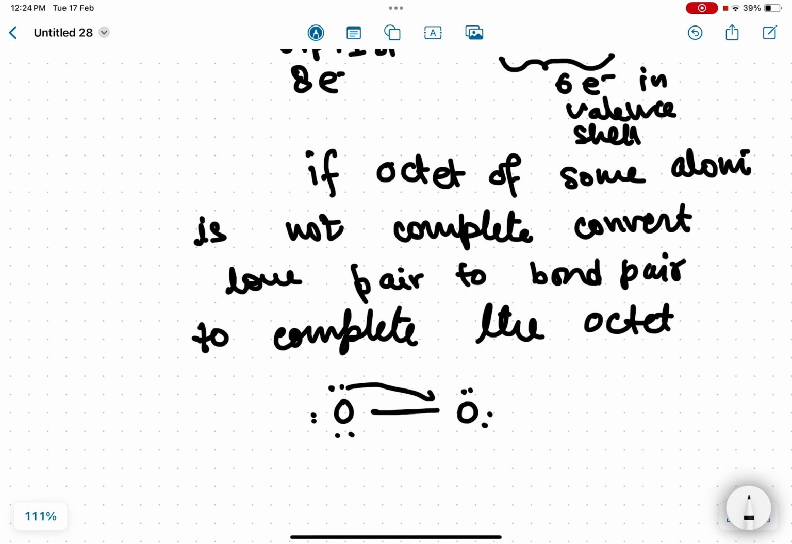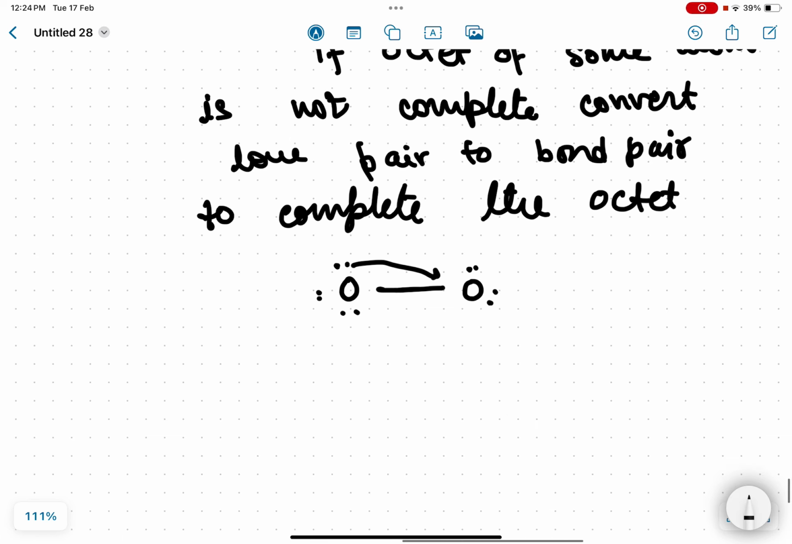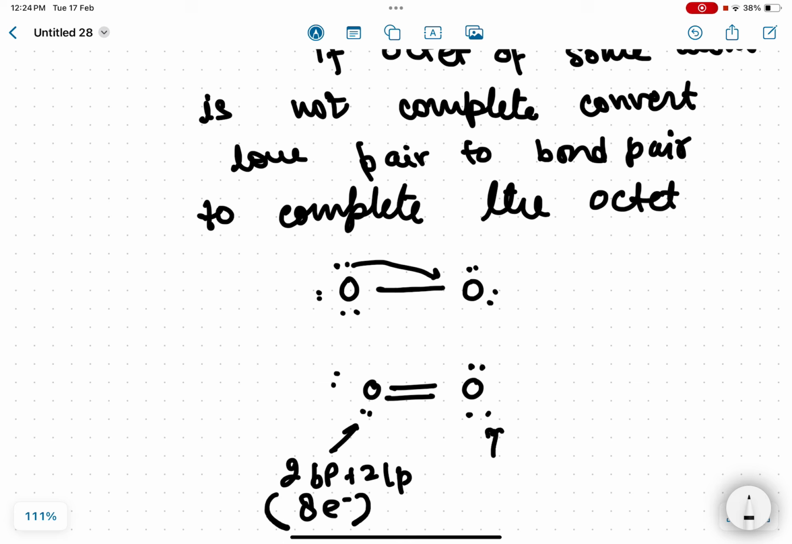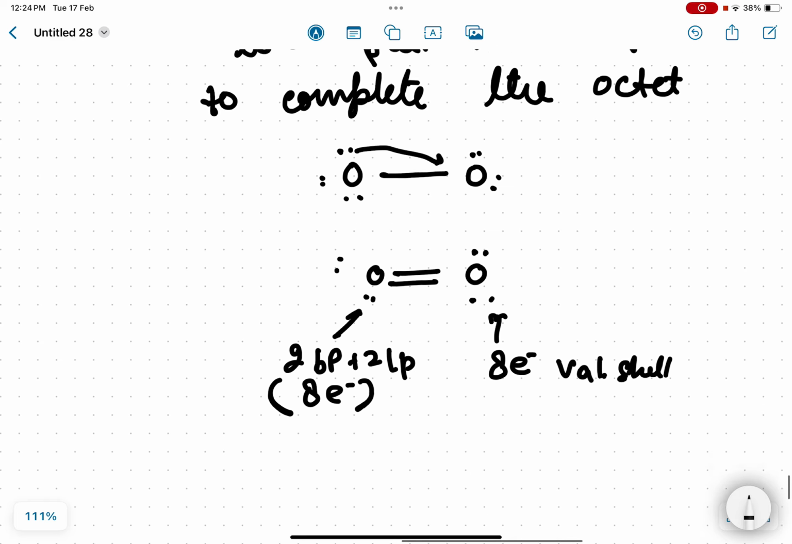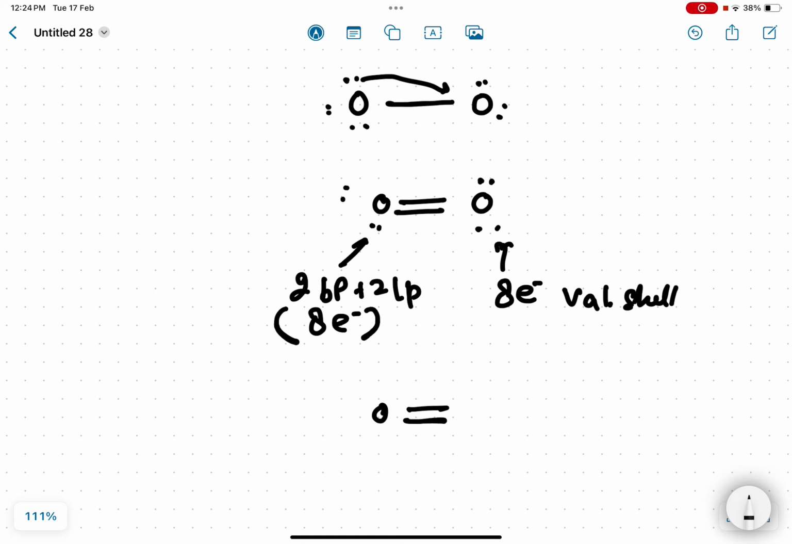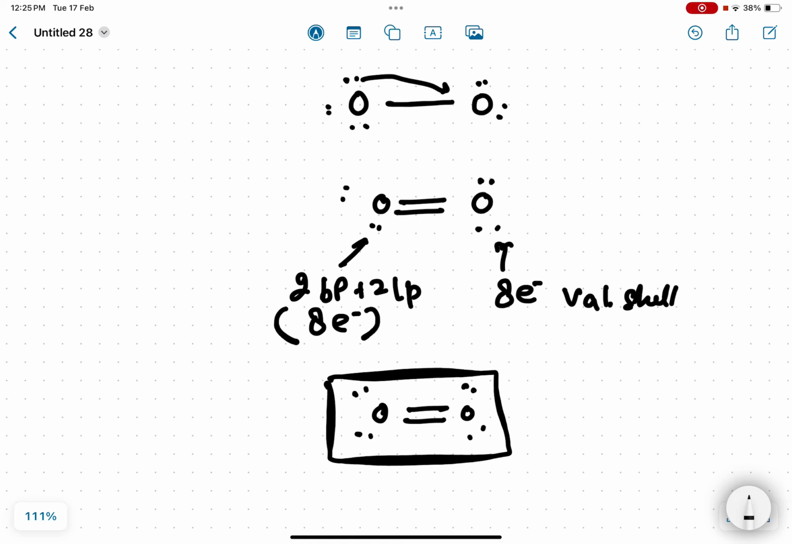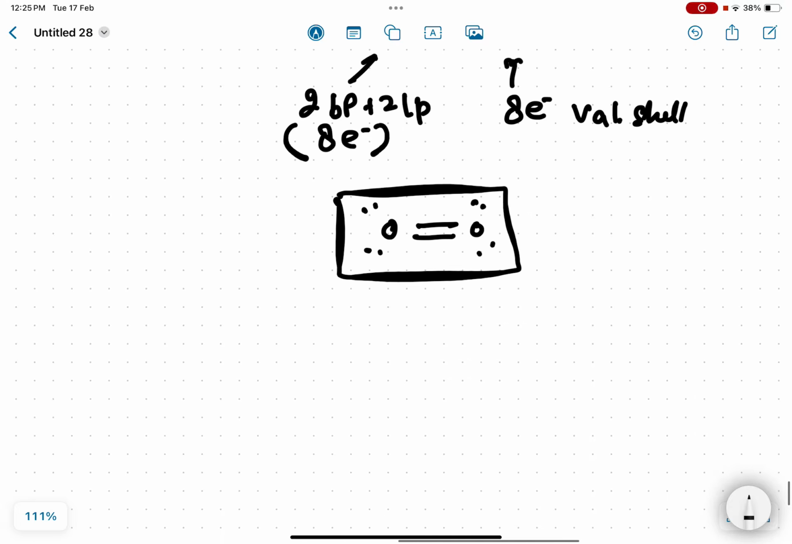So it will convert one lone pair to a double bond to complete the octet of the other oxygen also. So now it has 2 bond pairs, 2 lone pairs, 8 electrons in total, and here also 8 electrons in the valence shell. So this is the final Lewis structure of oxygen, where the octet of both the atoms is complete.